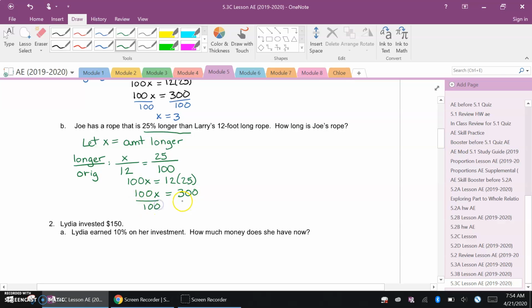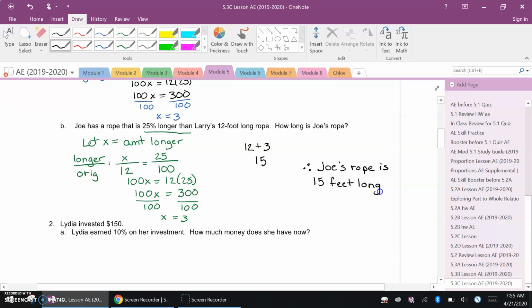So if we divide by 100 on both sides, we're going to get 3. Now, I know we're looking at that going, oh, that's the same as part A, but the thing is, this is an increase because it says longer. So that means we're going to take the 12-foot rope and we're going to add 3 to it. So the rope is currently 15 feet. So Joe's rope is 15 feet long.